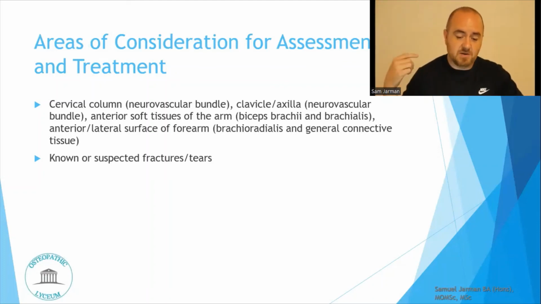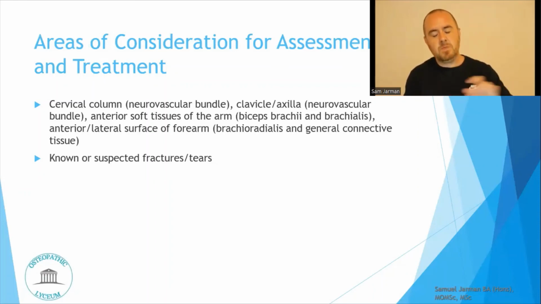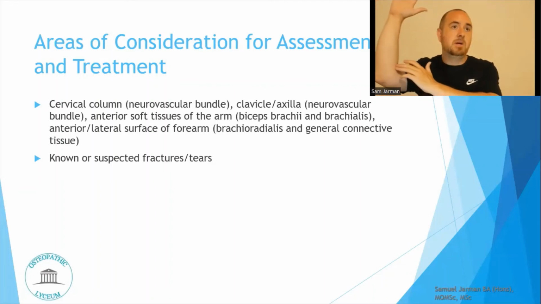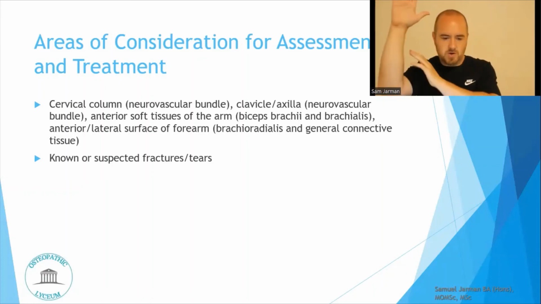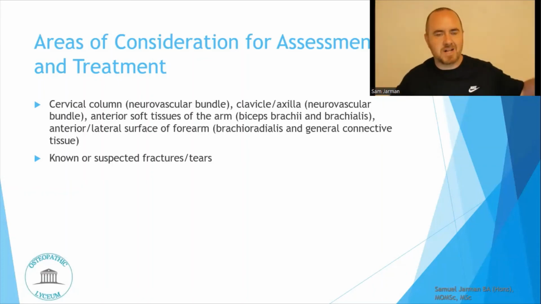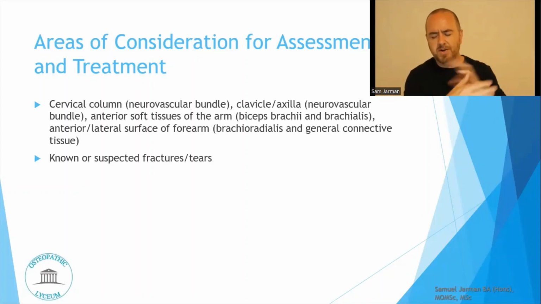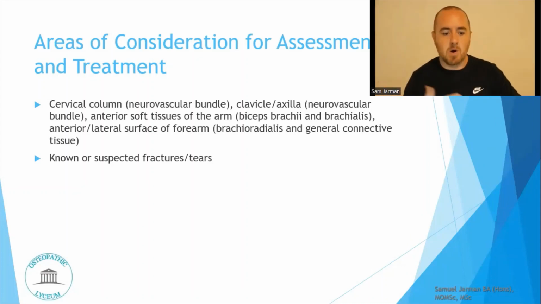So as I said, that's basically just working on the bicep itself in relation to the humerus. The anterior soft tissues of the arm, as I already noted, so that's for the neurovascular bundle, but that's where you'll interface with the biceps brachii and the brachialis, and then the anterior and lateral surface of the forearm. And so the brachioradialis and the general connective tissue, so the bicipital or the biceps aponeurosis shooting across the arm, and how that's generally going to interface with the neurovascular bundle in and around the elbow, as well as the contribution or the region of the brachioradialis. So you're working your way down the arm up to the elbow on that anterior surface. And when you get below the elbow, you go anterior surface and lateral surface.